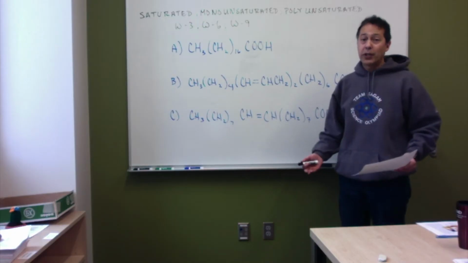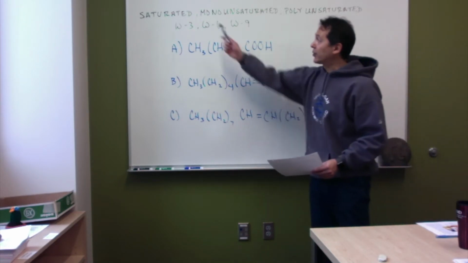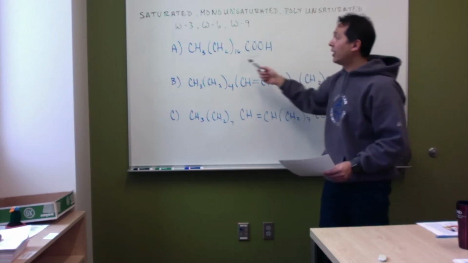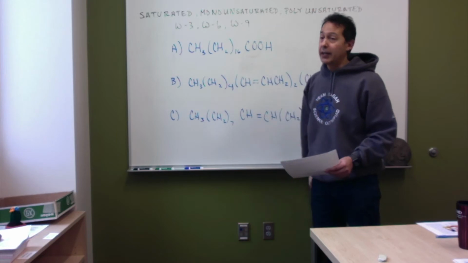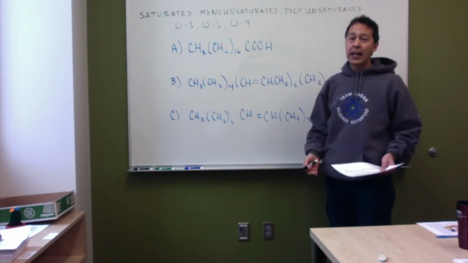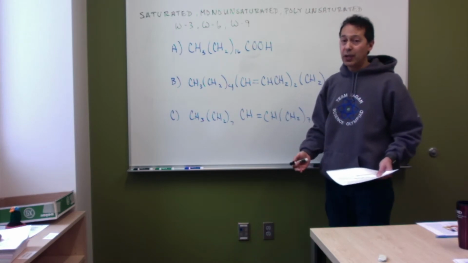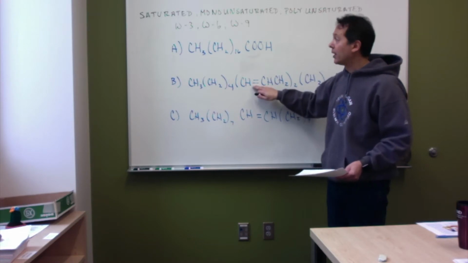For this problem, we're going to take a look at three fatty acids and try to determine whether or not they're saturated, monounsaturated, polyunsaturated, omega-3, omega-6, or omega-9. Now, saturated, what does that mean? Saturated means that you cannot add any more hydrogen. And so really what we're looking for there is double bonds that can be broken by adding hydrogen.